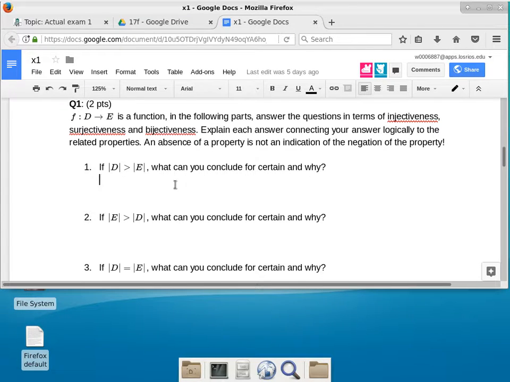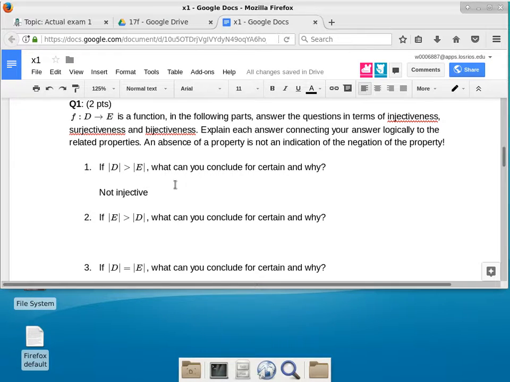All right, so if I tell you that the cardinality of D is greater than the cardinality of E, what can you conclude for certain, and why can you make that conclusion? What do you think? Not injective. Cannot be injective. Very good. Okay, so we know that this is not injective.